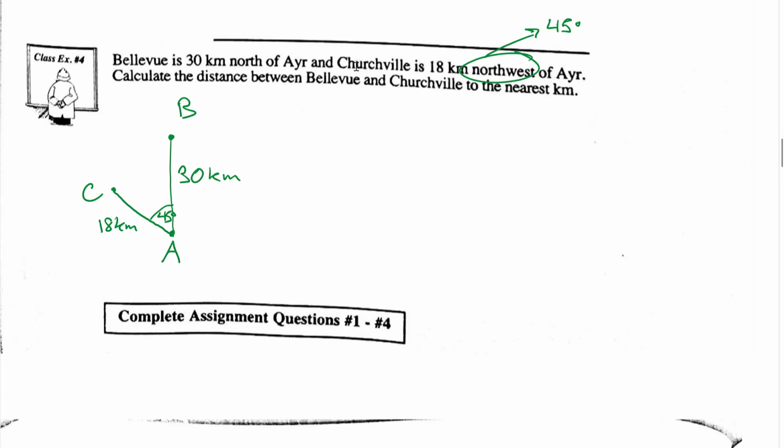Now they want us to calculate the distance from Bellevue, so that's B, to Churchville, C. So we're basically trying to find little a in this diagram. Again, we have a side-angle-side situation going on, so I'm going to use the cosine law. Let me set up the cosine law for side A: a squared is equal to b squared plus c squared minus 2bc cosine of capital A.